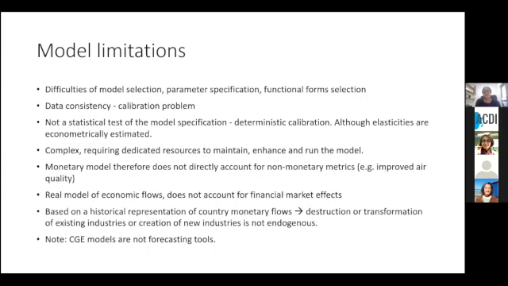And then CG models are also based on a historical representation of country monetary flows. So the destruction or transformation of existing industries or the creation of new industries is not something that's endogenous, but rather something that we include depending on the question that we're looking at. The one thing I do want to note is that CG models are not forecasting tools, but rather they are simulatory tools that enable the analysis of shocks or policy changes relative to a counterfactual, which is calibrated using economic forecasts for the country or region that you're looking at.